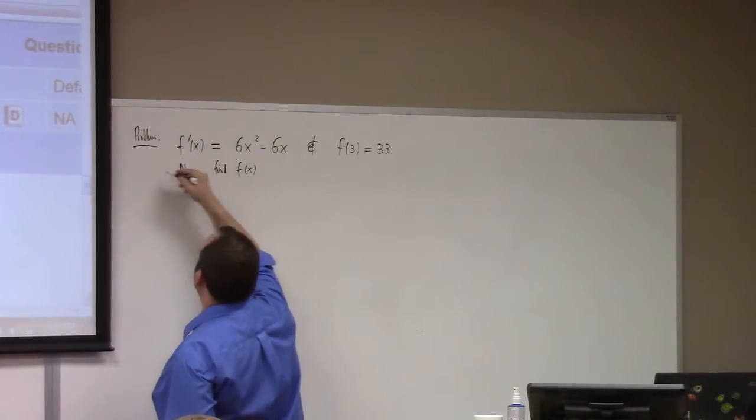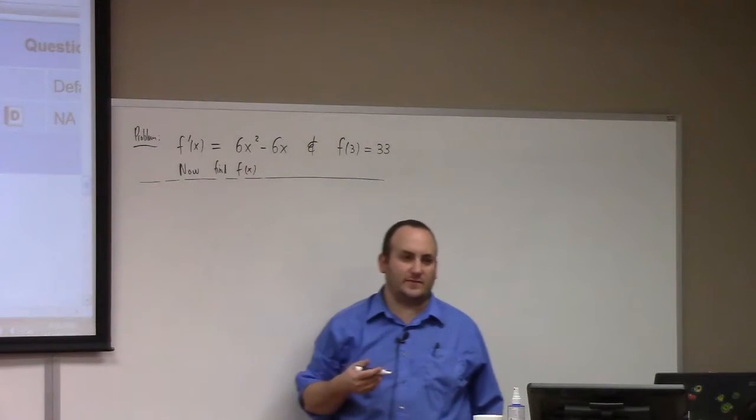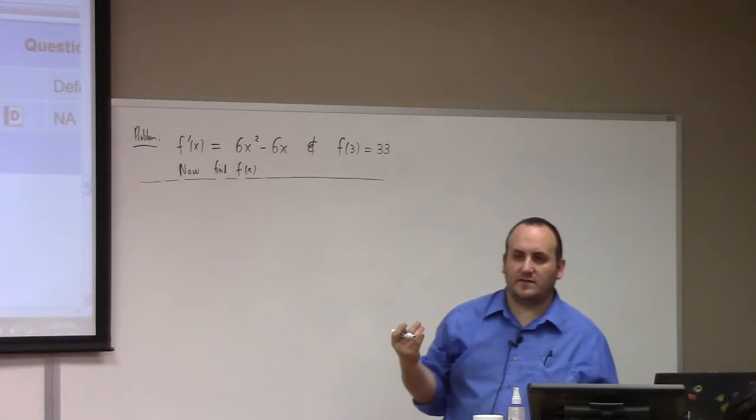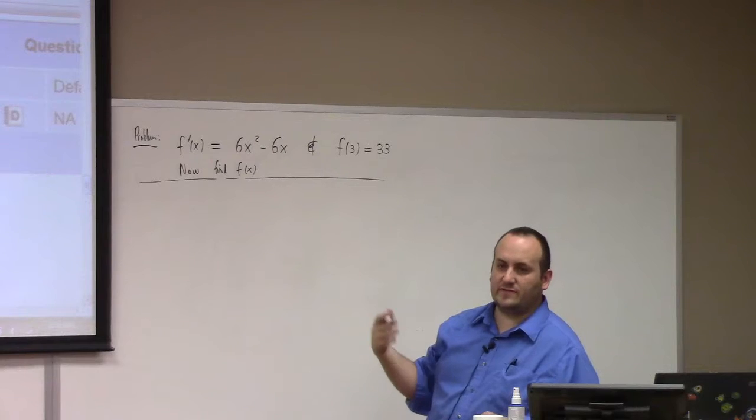Now, they said solve the initial value problem. That's just a different way of saying the same thing. So I know the derivative of a function. I know one of its values. It turns out that that's enough information to reconstruct the function.